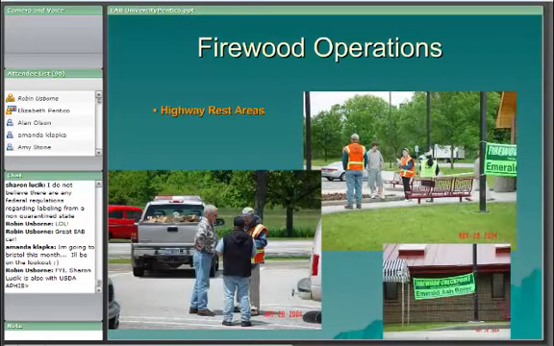Some of the larger scale operations, this is really more of an outreach operation. We will position ourselves at rest areas at strategic times on freeways when we think people may be moving from one place to another and carrying firewood, and we will try and educate them about emerald ash borer and pick up any firewood that might be a problem.